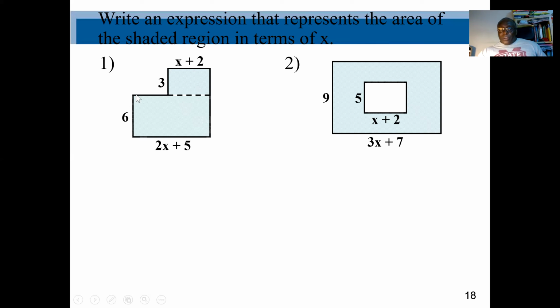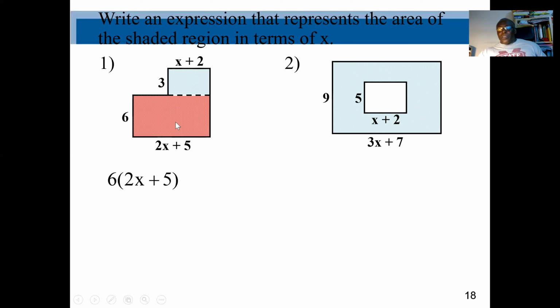To find the area of a rectangle, we multiply the two sides. So I'll get 6 multiplied by 2x plus 5, and that will be the area of the big side. Then the smaller side will be 3 times x plus 2. And then it's one object, so I have to add both together. So this will be our solution. The first area is what? 6 times 2x plus 5.